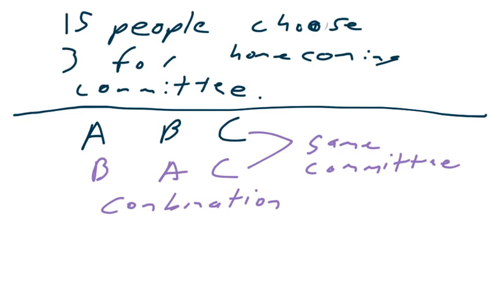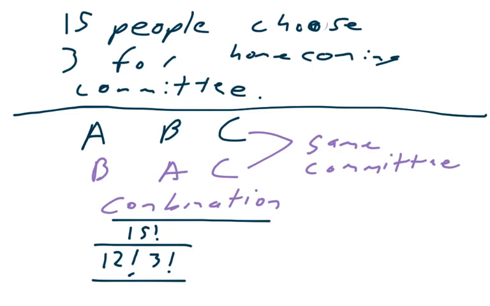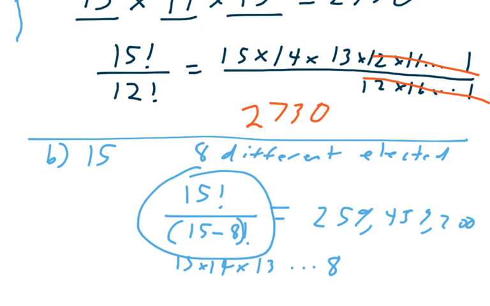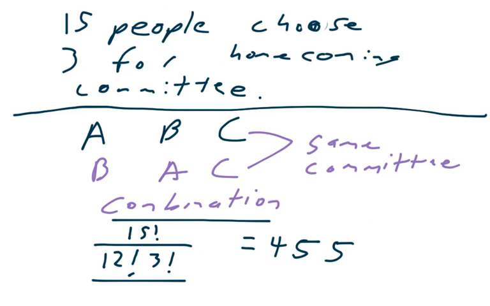Now for a combination, we're going to take the 15, and in the last problem we would have divided it by 12 because 15 minus 3 is 12, but I'm also going to divide it by 3. So in a combination, you're going to divide by 2 different numbers, the number you're picking and the total minus the number you're picking. And so if you do this, you will get the answer of 455 compared to the other number of 2,730.